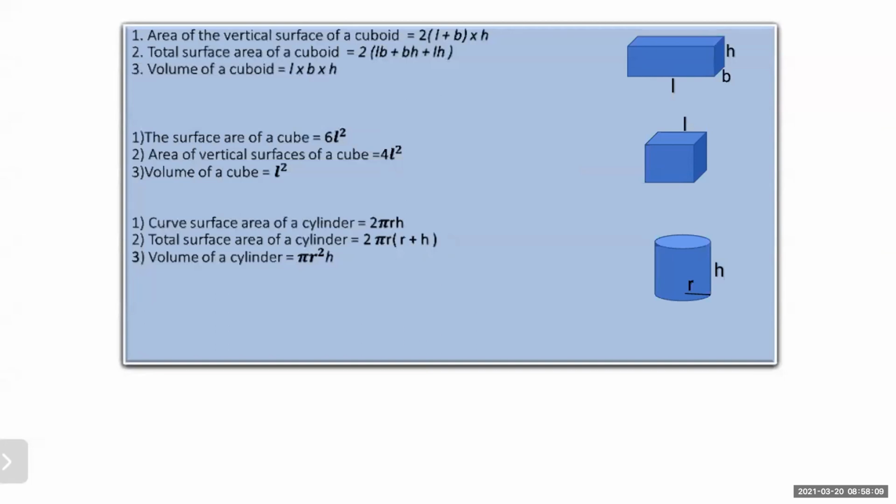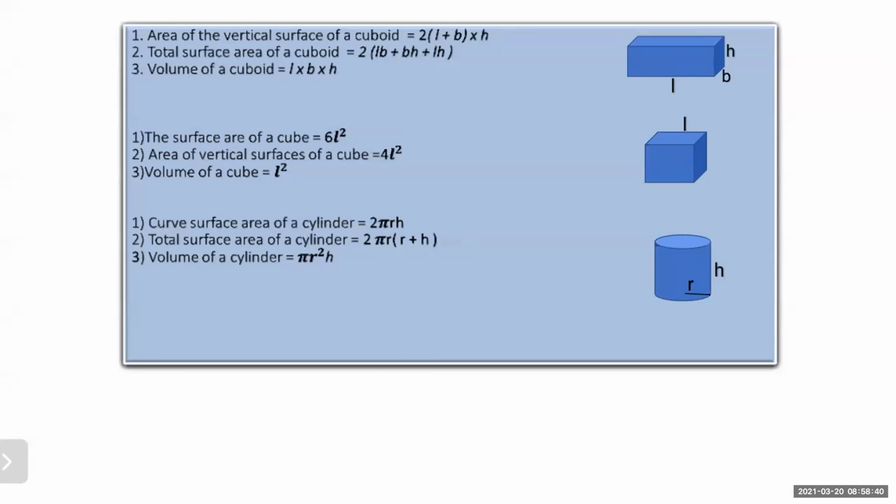Okay, it is a three-dimensional figure of a square, and you know that in a square all the sides are equal. So here there are 6 faces and L is the side of a cube. The surface area of a cube is 6 into L square. The area of the vertical surfaces of a cube is equal to 4L square. Then the volume of a cube is L cube. Okay, it is L square, but the formula is what?